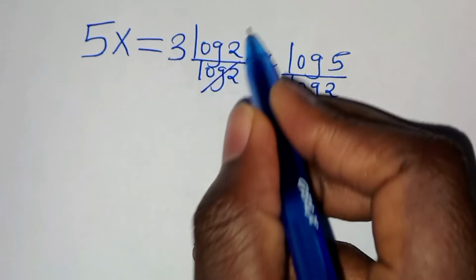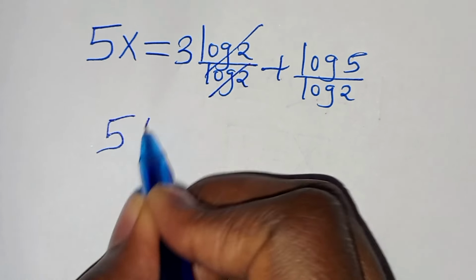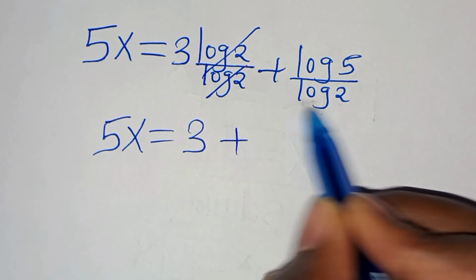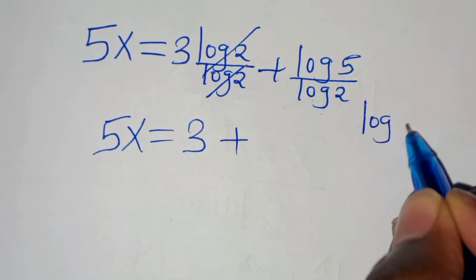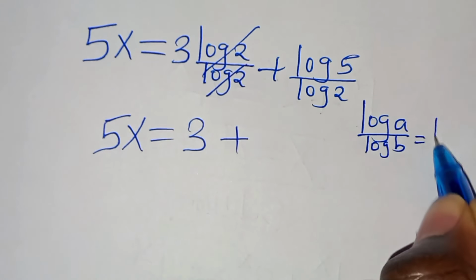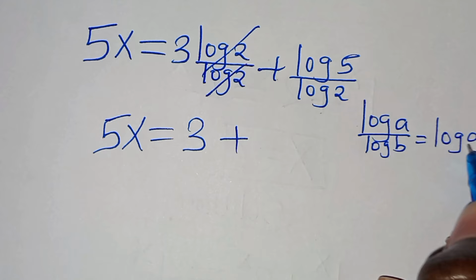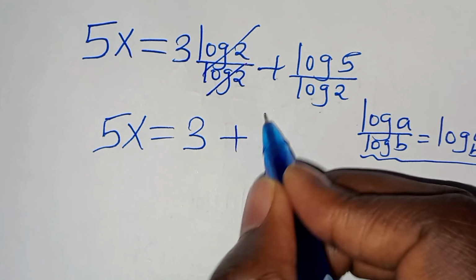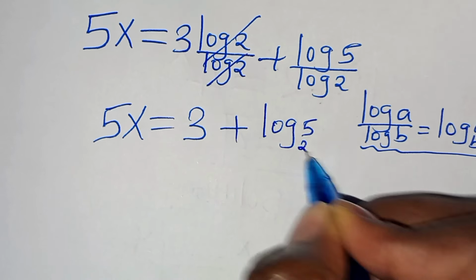Now let's simplify log 2 and log 2 here, so that we have 5x. This is equal to 3 plus log 5 over log 2. This is in the form of log a divided by log b, which can be expressed as log a to base b. So let's apply this property so that we have here log 5 to base 2.